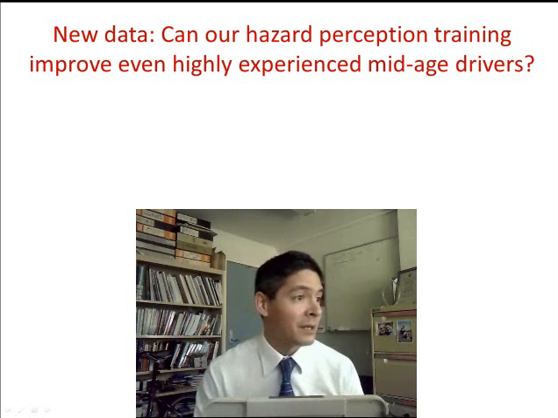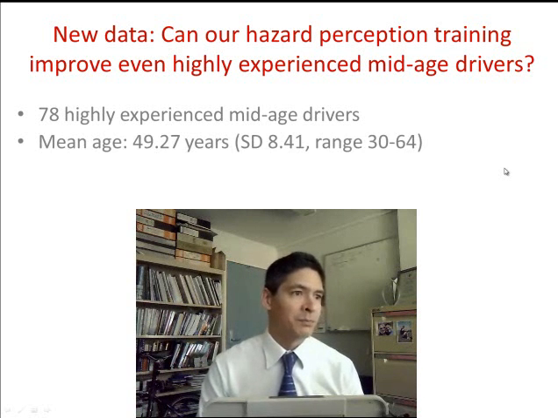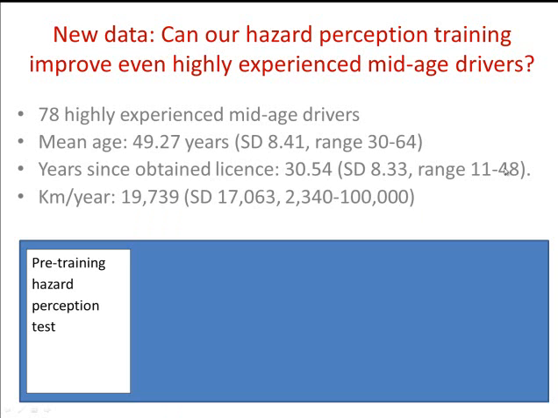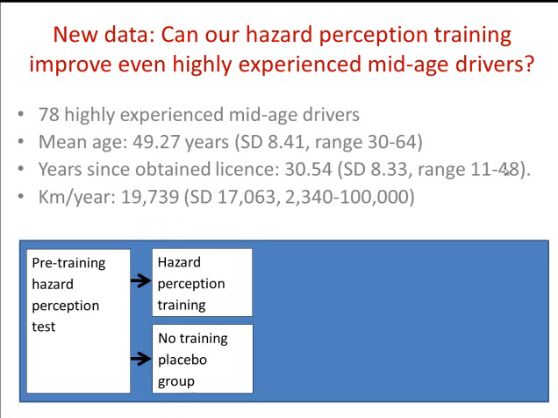We tested 78 experienced mid-age drivers, and first of all they completed a pre-intervention hazard perception test. Then we randomly allocated them to either a training group who received a full training package or a no-training placebo group. This group watched the same videos that the training group did, but without any of the training materials, and they also watched video of training stuff which was nothing to do with hazard perception.